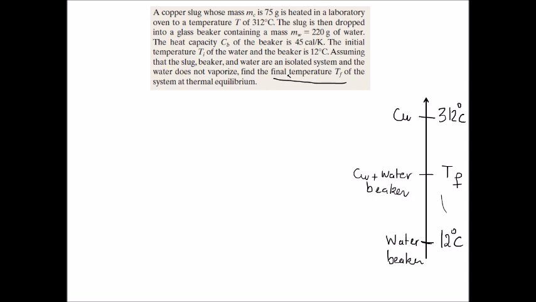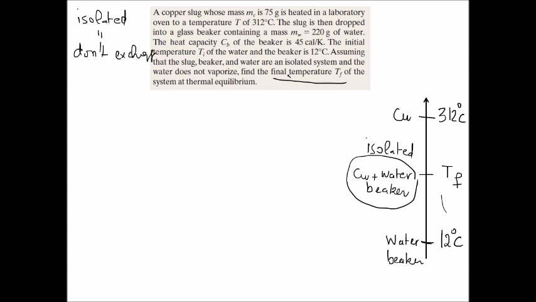There is another important word here. This system is isolated. An isolated system means that it doesn't exchange heat. So Q of this system is zero, the total Q. So that's what we will use. The heat is zero. What is the total heat?